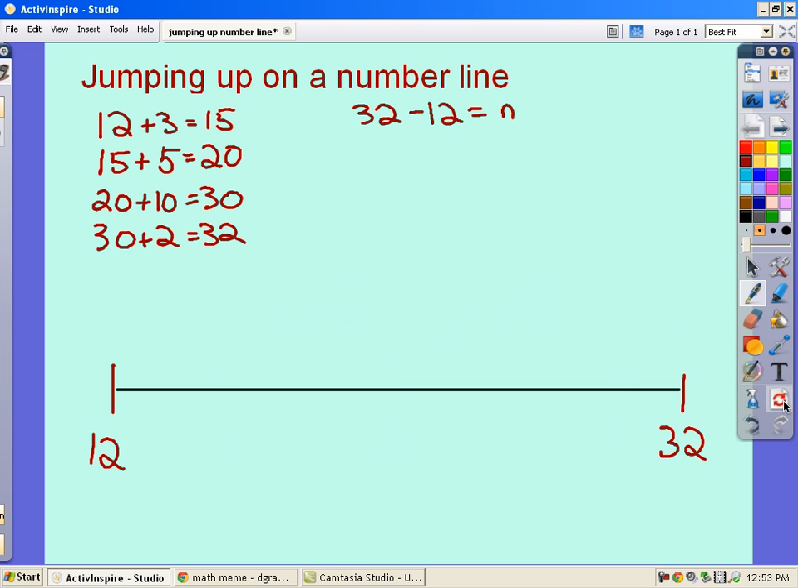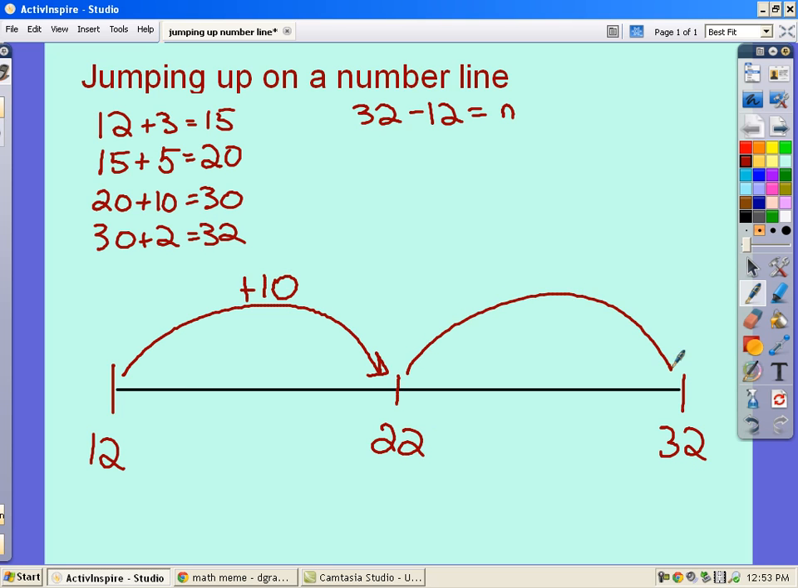Now, another child may look at this example and say, oh, I notice that both of these numbers have a 2 in the ones place. So if I add 10 to 12, that'll take me to 22. And then if I add another 10, that'll take me to 32.